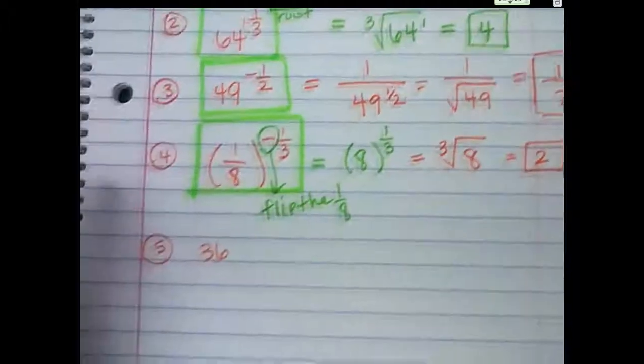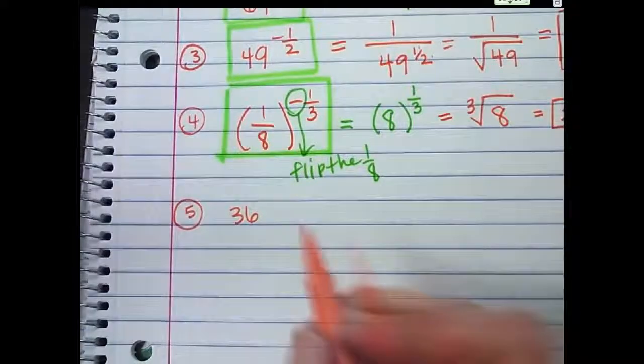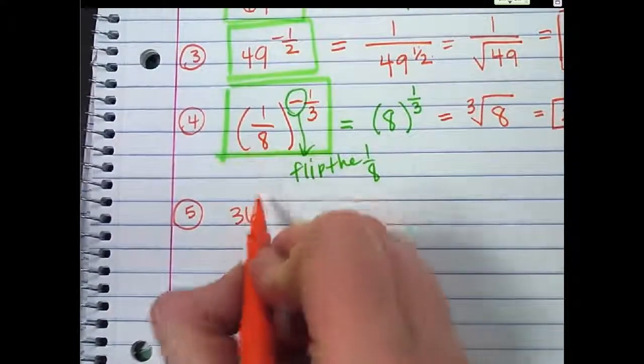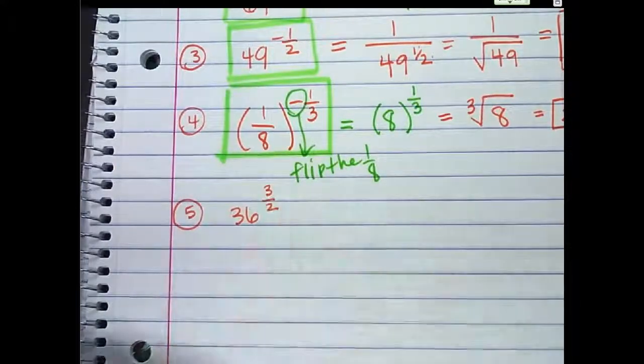Okay, number 5. So now instead of just a 1 in our numerator, we're going to add in some other numbers. 36 to the 3/2 power.